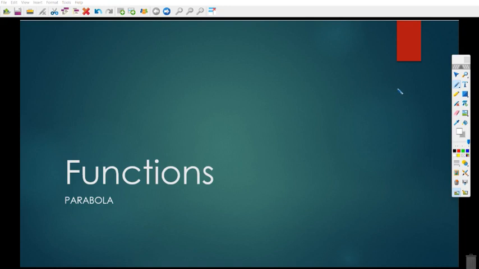We're going to be carrying on with functions today, and we're going to be doing parabolas today. Nice and quick, just a quick introduction to parabolas.